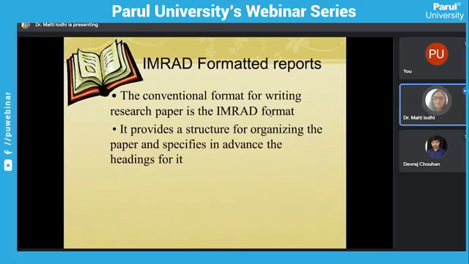IMRAD format: that is introduction, methodology, results, and discussions. This is the conventional format of writing research papers. The IMRAD format provides structure for organizing the paper and specifies the headings in advance.